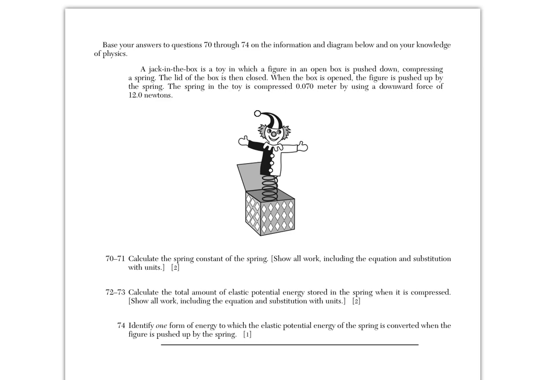All right. Jack-in-the-Box is a toy. A figure in an open box is pushed down, compressing a spring. The lid of the box is then closed. When the box is opened, the figure is pushed up by the spring, and it moves. The spring in the toy is compressed 0.07 meters by a force of 12 newtons. Ooh, that's data. Okay, great. 70, 71, calculate the spring constant of the spring and show the work.